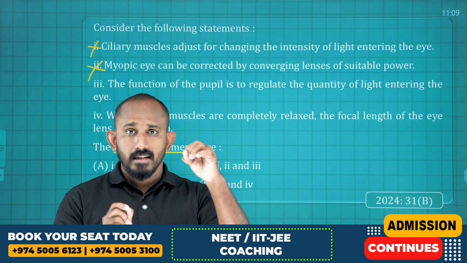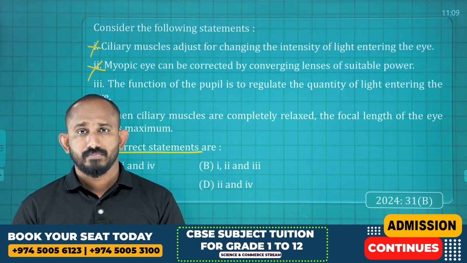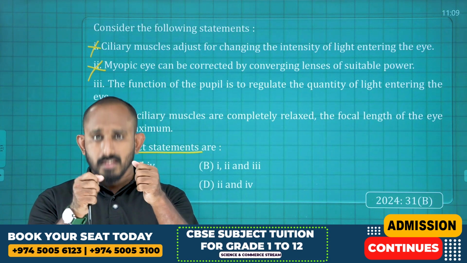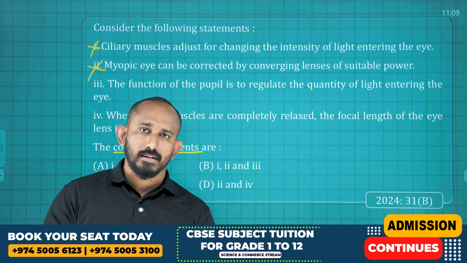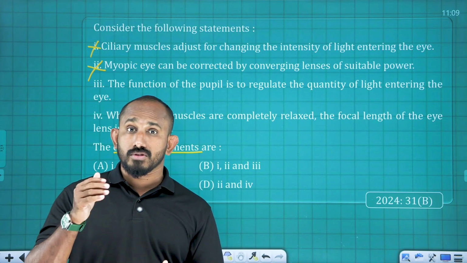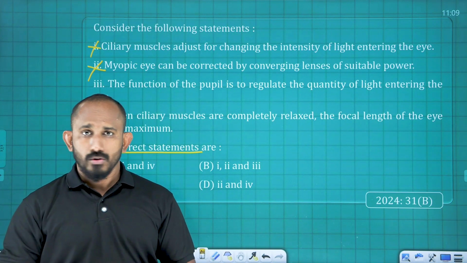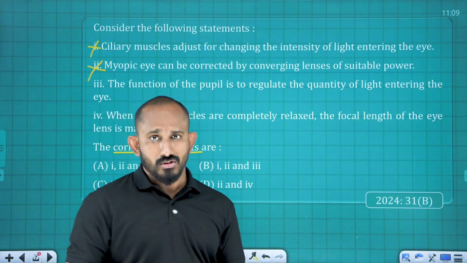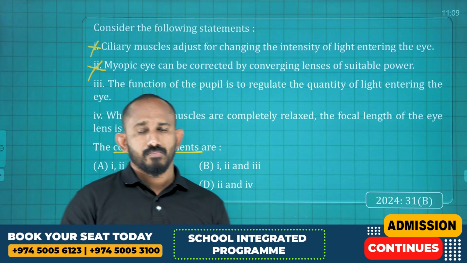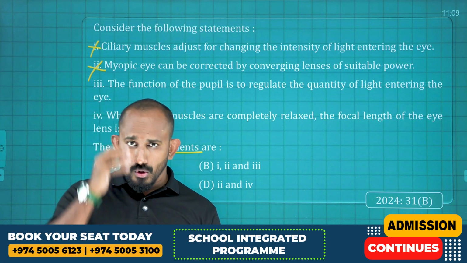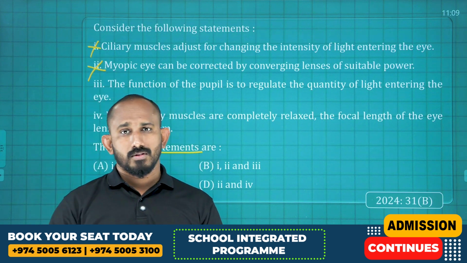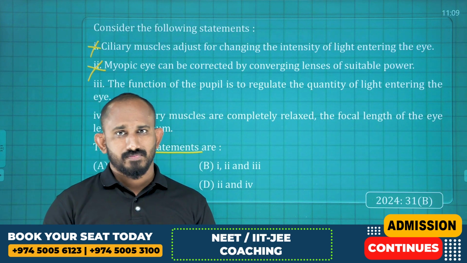When the lens is thin, the focal length is maximum. So when the ciliary muscle is relaxed, the focal length is greater. This happens when you see far away objects. While watching TV or a mobile phone continuously, you have to give rest to the eye. It's not by closing. Just look at far away objects, so the eye lens will be relaxed.